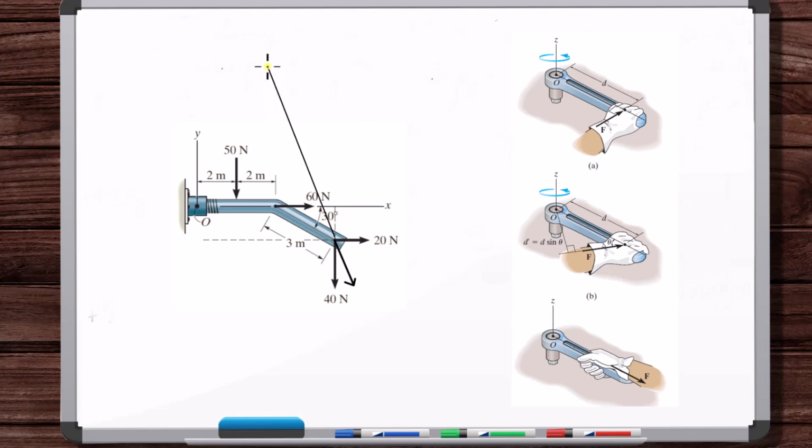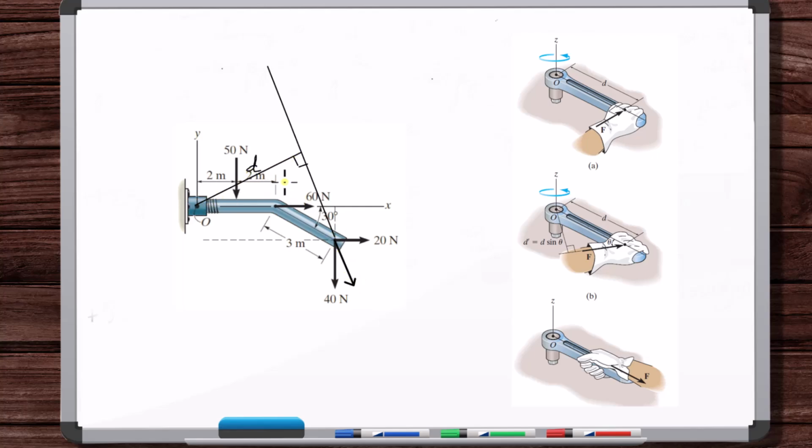the R cross F is the magnitude of this force times this distance here. This is the moment arm, okay? And if we wanted to do a scalar analysis and not use the cross product, and we wanted to just extend the line of action of this force and then use geometry and find this D, we could do it ourselves.